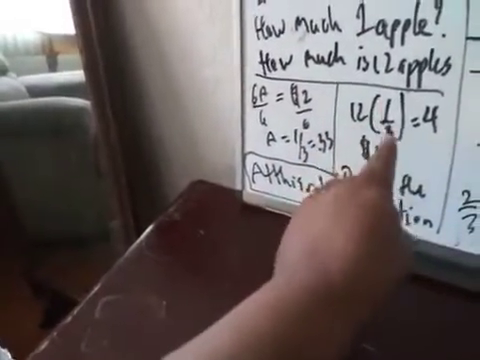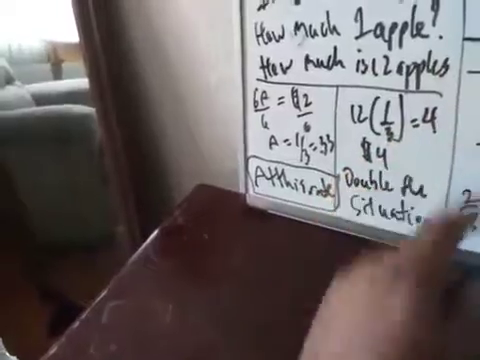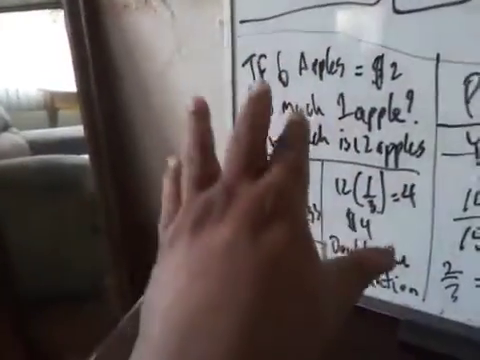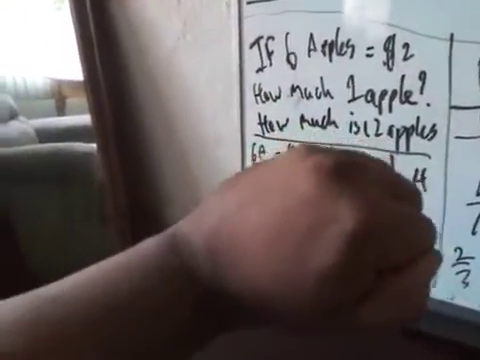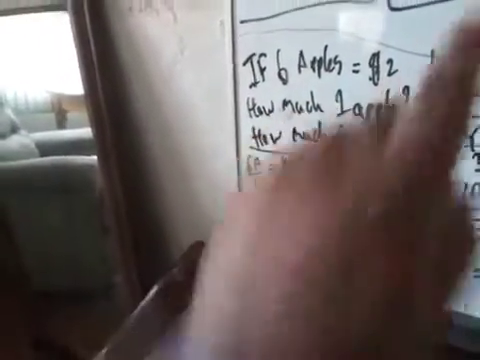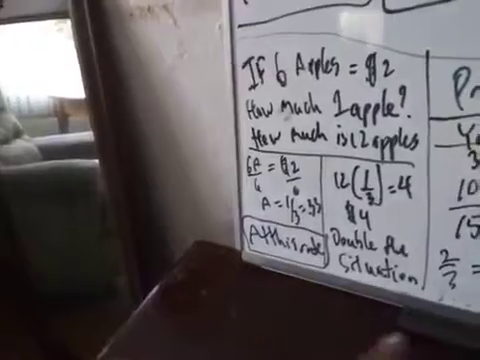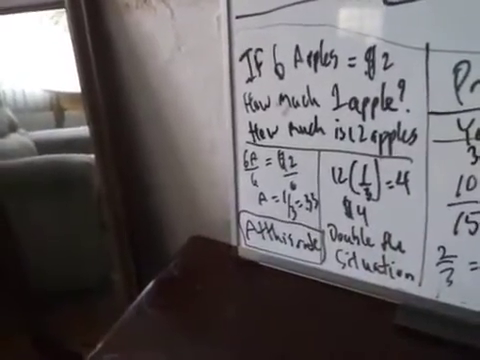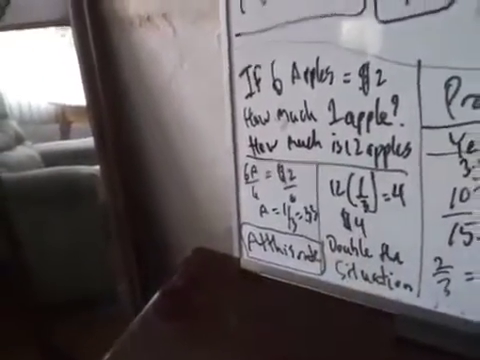Would you just multiply the 1/3 times the 12 and get $4? Or you could think about it logically. You know that 6 apples is $2. 12 apples is just 6 doubled. So you just double the amount the 6 apples cost. So that'll be $4. So that's another way to do it. You just double the situation, right?